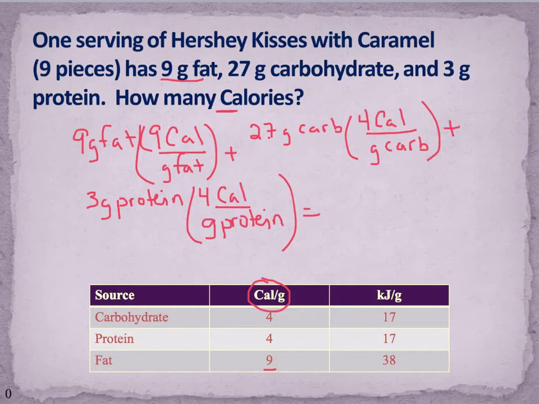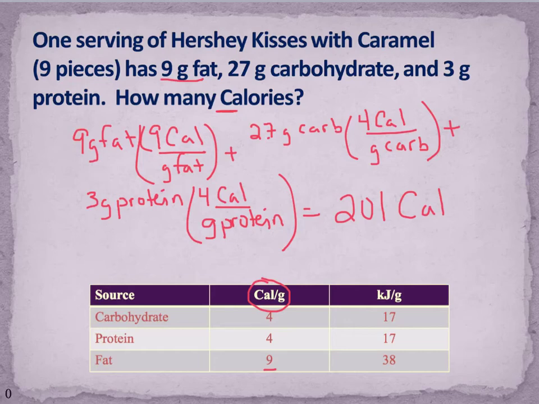I'm showing the entire process, but you can definitely do that shortcut and it won't change your answer, only because they have the same calories per gram for both carbs and proteins. I can't do that with the fat because we have a different number there for calories per gram. Now I'm simply going to add this up, so I'm going to take 9 times 9 plus 27 times 4 plus 3 times 4, and what I get is that we have 201 calories.